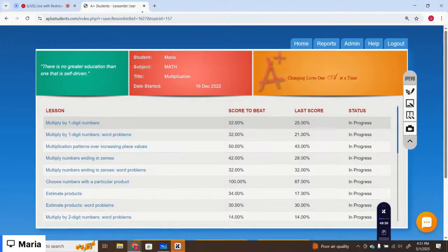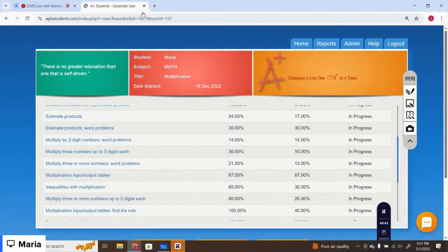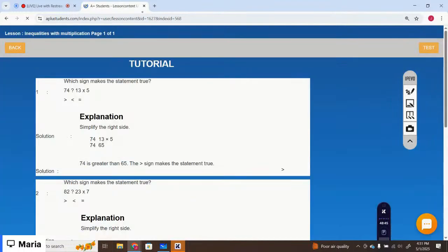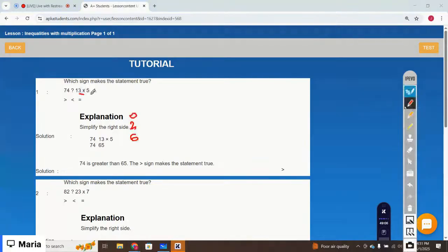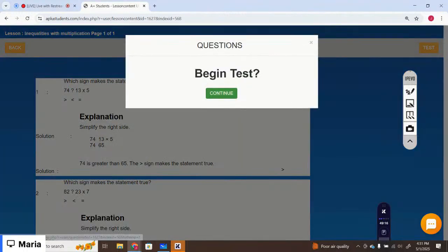The next lesson is inequality with multiplication. Seventy-four, we have to compare it to 13 times 5. So I will do 13 times 5, right? 13 times 5 is 65. So that means 74 is greater than 65. Let's just start with the test questions.